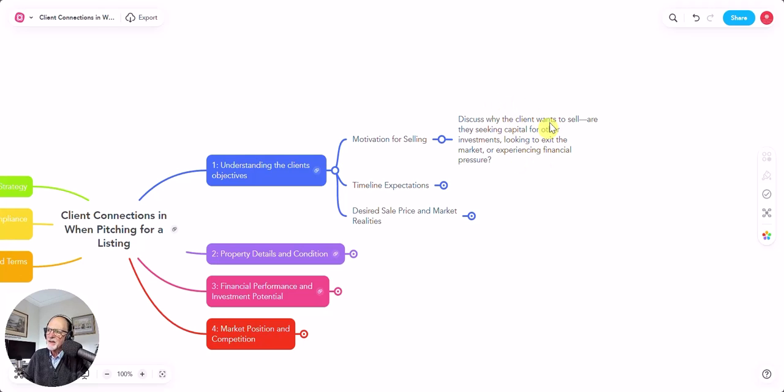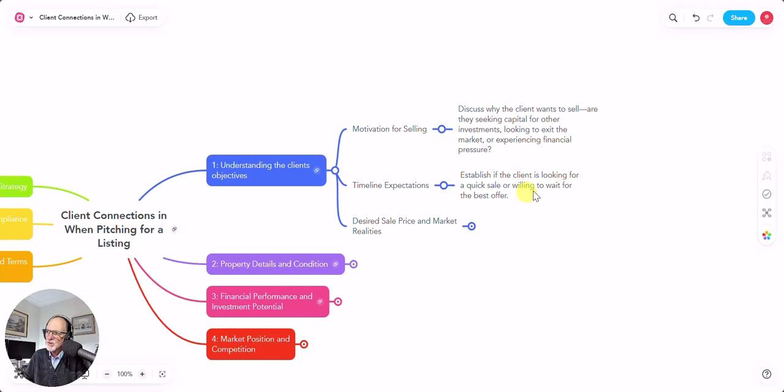When you've done that, you can ask the next question, which is about timelines. And you'd say something like, Mr. Client, given what you are thinking about doing with that property today, what are your timeline expectations? How do you need to get a result? What is the timeline that you want and need? So establish if the client is looking for a quick sale or is willing to wait for the best offer.